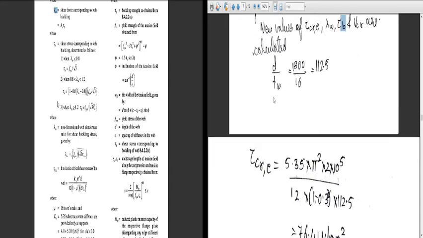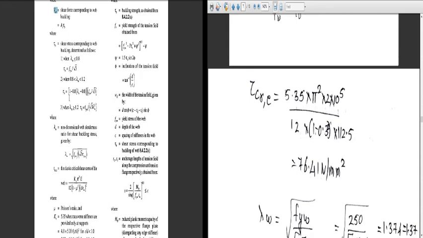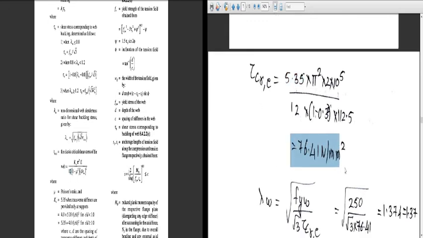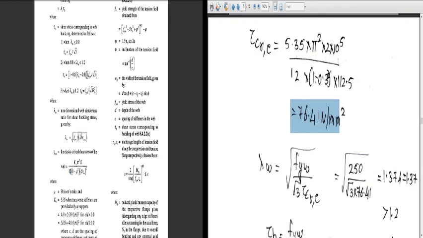So D by TW will change. Earlier it was 800 by 12, now it is 800 by 16, which works out to be 112.5. For tau CR, kV is 5.35. This is the formula: pi square E is 2 into 10 raised to 5, over 12 into 1 minus 0.3 square, and D by TW has changed now. It is not 150, it is 112.5. Substituting, we got 76.41 Newton per mm square.